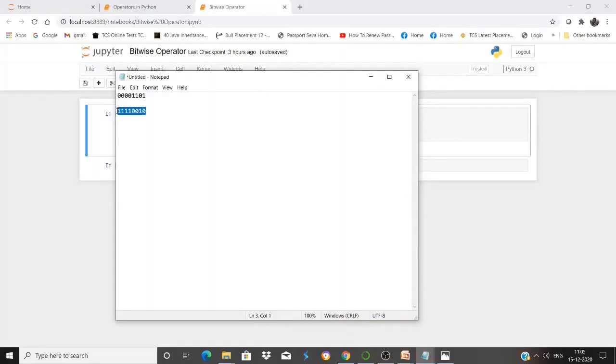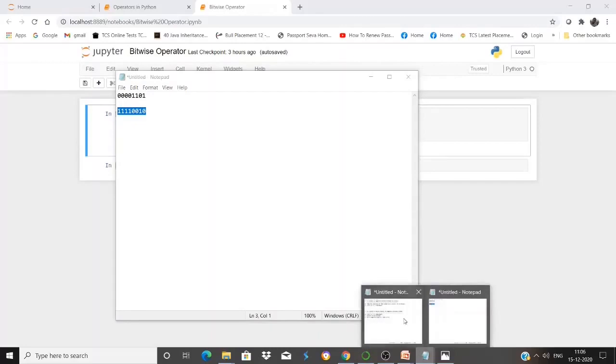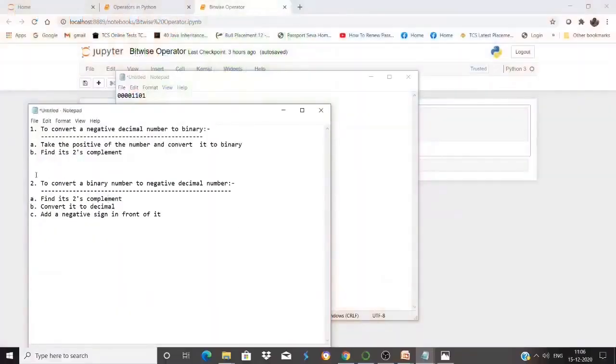So we have to convert this binary to a negative decimal number. What was the rule for converting the binary to a negative decimal number? You have to find the 2's complement of the binary, then convert it to a decimal and then add a negative sign in front of it. So how do we find 2's complement? 2's complement is nothing but 1's complement plus 1.